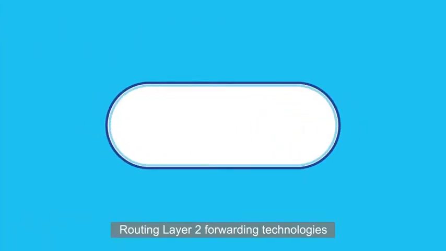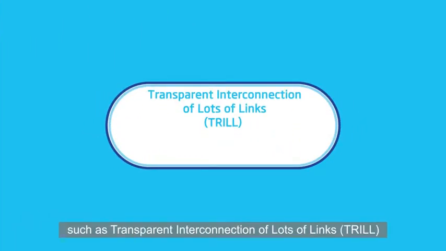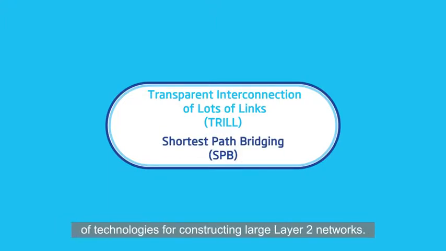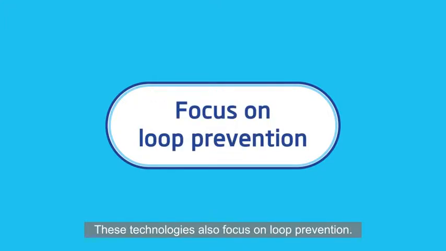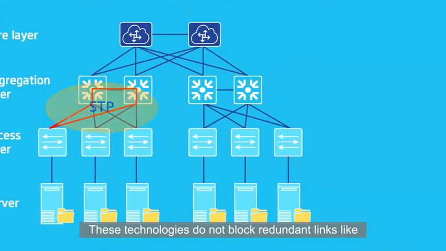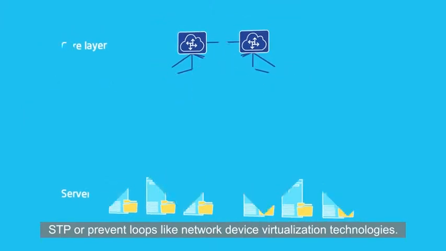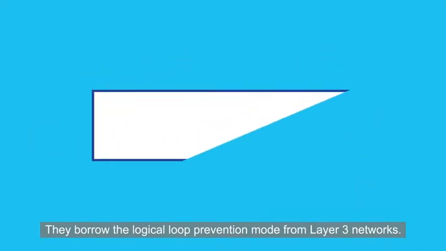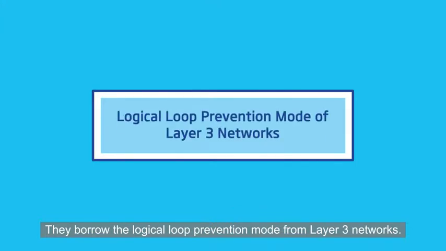Routing Layer 2 forwarding technologies, such as transparent interconnection of lots of links and shortest path bridging, are the second type of technologies for constructing large Layer 2 networks. These technologies also focus on loop prevention. These technologies do not block redundant links like STP or prevent loops like network device virtualization technologies. They borrow the logical loop prevention mode from Layer 3 networks.